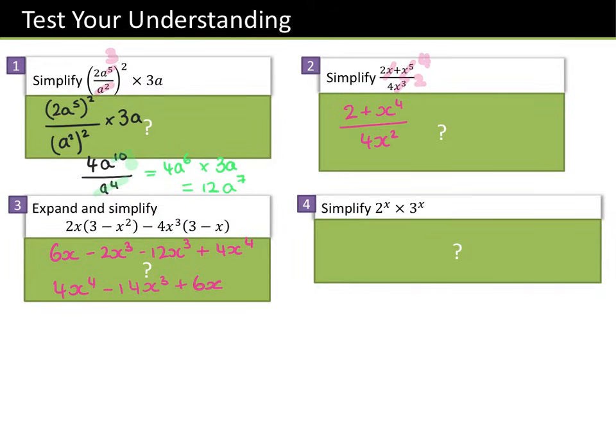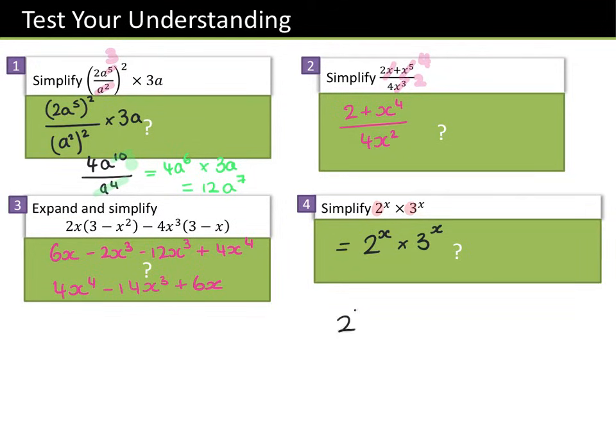Okay, and then lastly, we have 2 to the power of x times 3 to the power of x. We need to simplify this. We can only simplify this if the bases are the same. Here we have a base of 2 and a base of 3. We cannot simplify this. The answer is just 2 to the power of x times 3 to the power of x. That is in its simplest form.